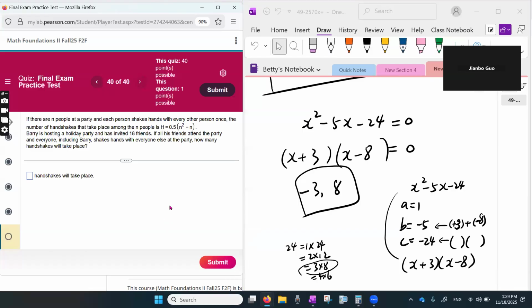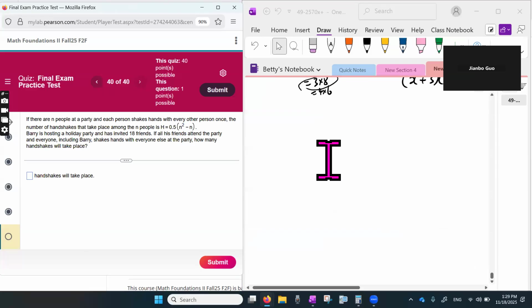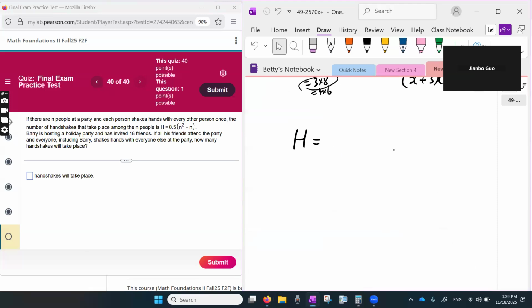Okay, one more. This is a handshake. We went over this problem earlier today. Basically, H is the number of handshakes, N squared minus N over 2, where N is the number of people who shake hands with others, right? Shake hands once with everybody else. So how many people are invited? 18, including Barry. So 18 plus 1, 19.